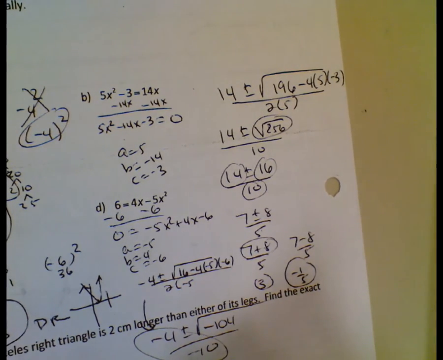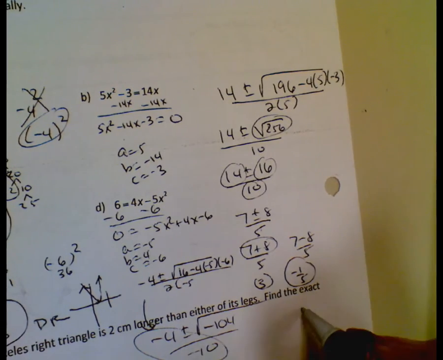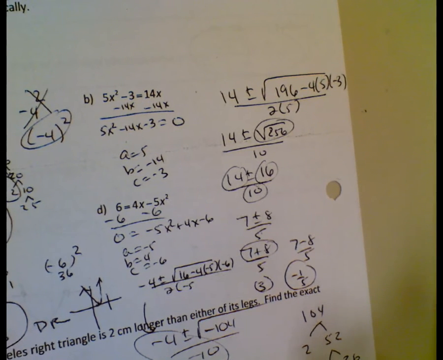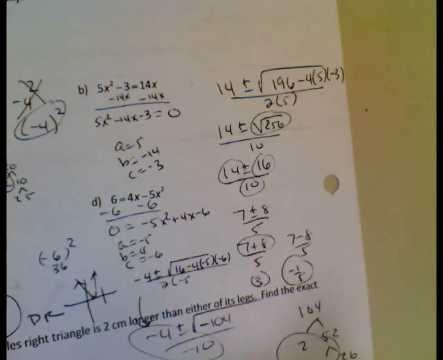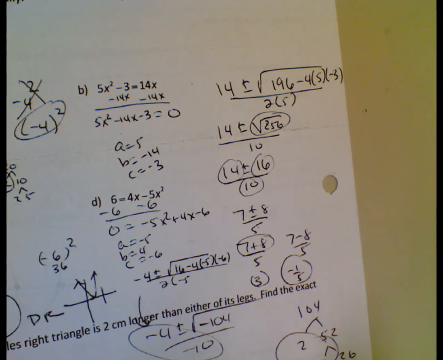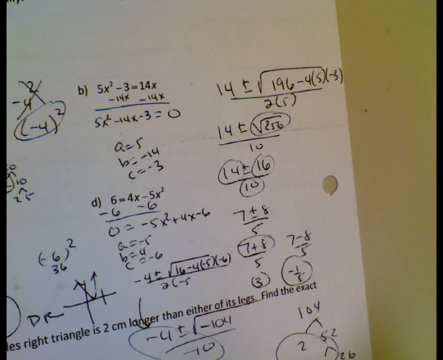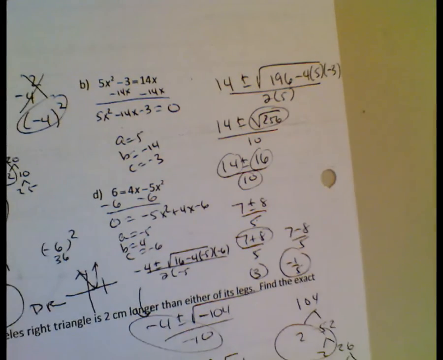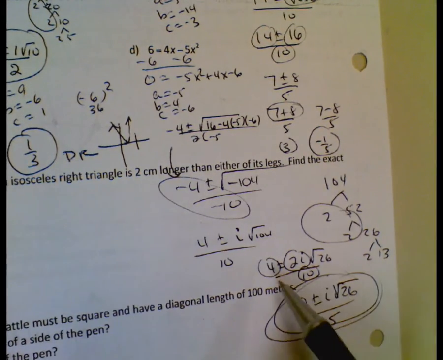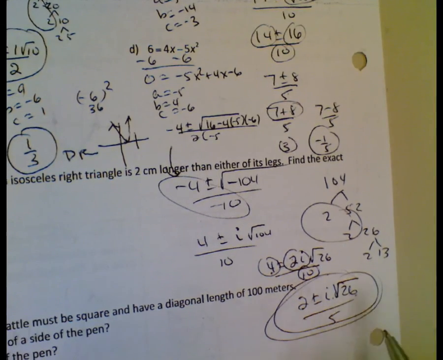Bring the I out, and then do a factor tree for 104. So it's 2 and 52, 2 and 26, 2 and 13. So we're going to have 4 plus or minus, bring a 2 out. And there's still going to be a 26 left under. Division triangle is 2 plus or minus I radical 26 over 5. That's your answer, and that's it. Can you see that? There's a division triangle right here. Take a 2 out, so it's 2 plus or minus I radical 26 over 5.